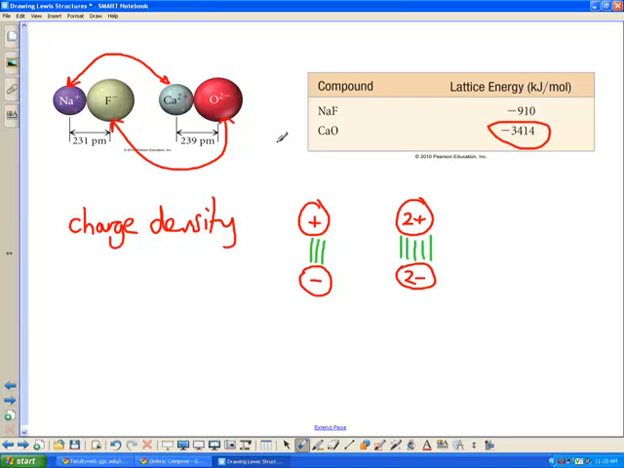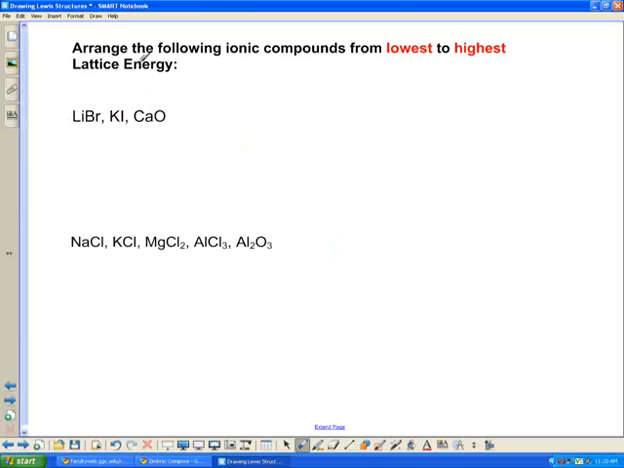So with that in mind, let's go through a couple of examples. It says, arrange the following ionic compounds from lowest to highest lattice energy. Therefore, the smallest lattice energy first, the highest lattice energy last. So, lithium bromide, potassium iodide, calcium oxide. Let's just take a look at these.